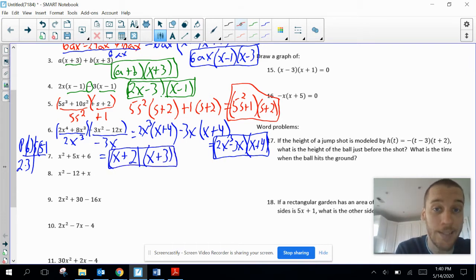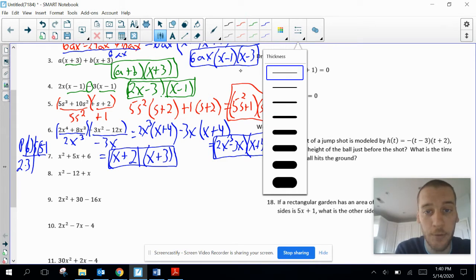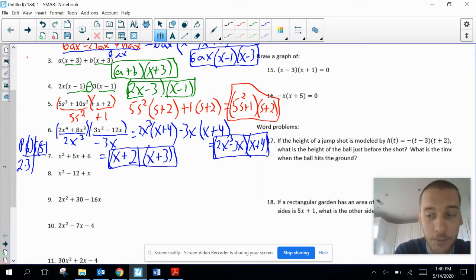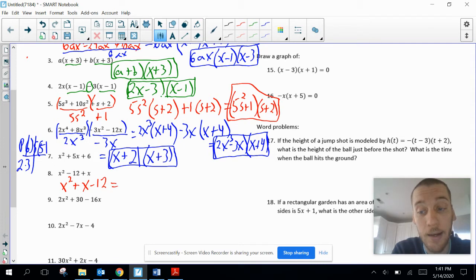All right, number 8 is not in the right order, so we're going to have to rewrite. I need highest power, then the next, then the next, so I need to just switch the second and third term. This becomes x squared plus x minus 12. And now I'm doing my product sum chart. So what multiplies to be negative 12 but adds to be positive 1? That's going to be plus 4 and minus 3.